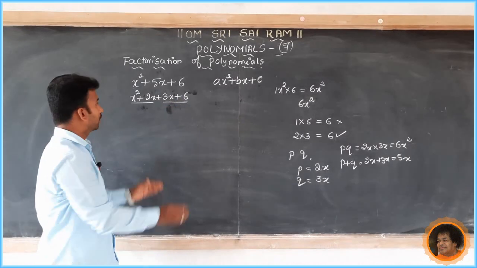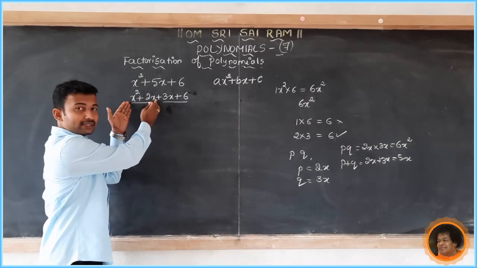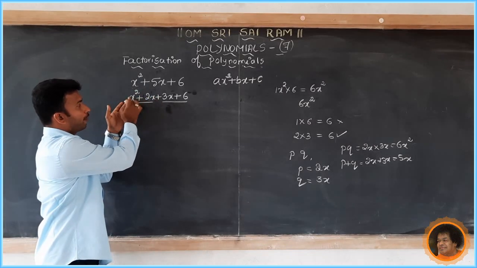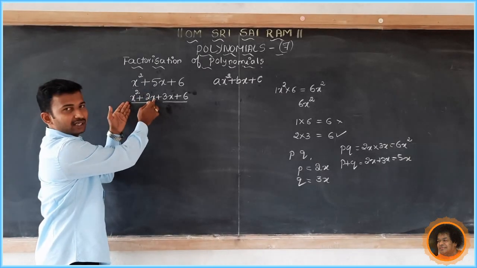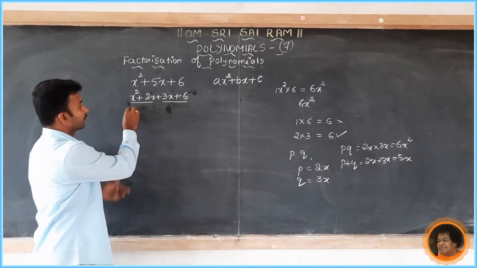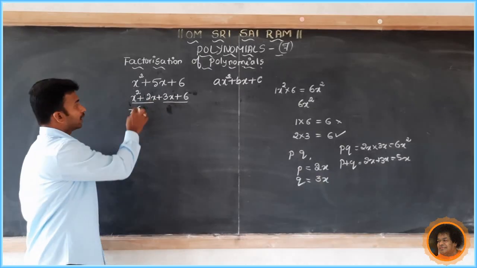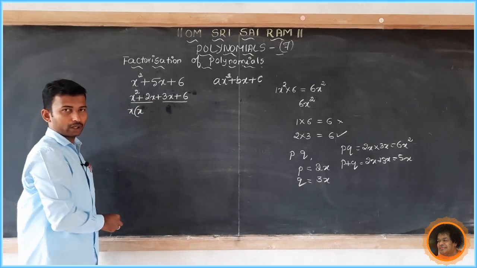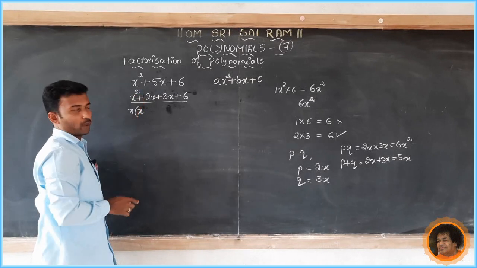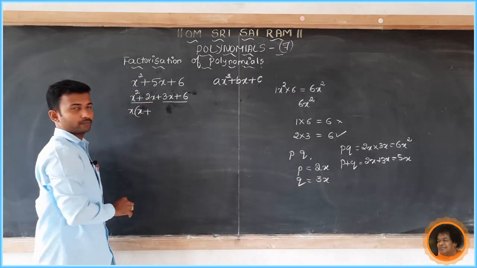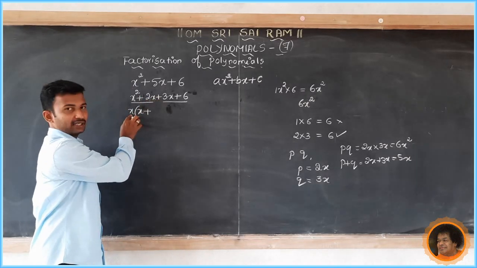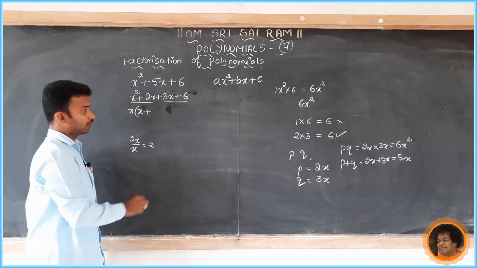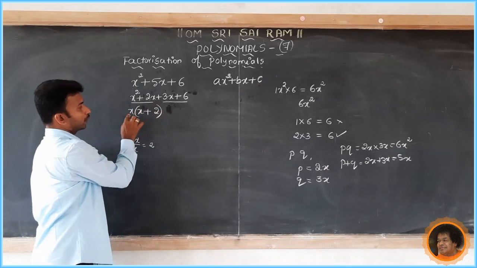Next step, see, in the first group, what is the common factor? x square plus 2x. There is no common constant, but we have a common variable, that is x. Take x as a common term. Divide x square by x. What is x square by x? x. Or we can say x into x is equal to x square. Next, plus 2x divided by x, the answer is 2. So x into 2 is equal to 2x.